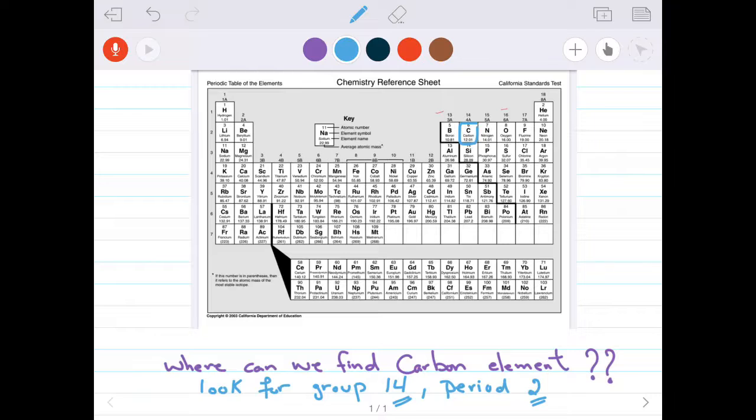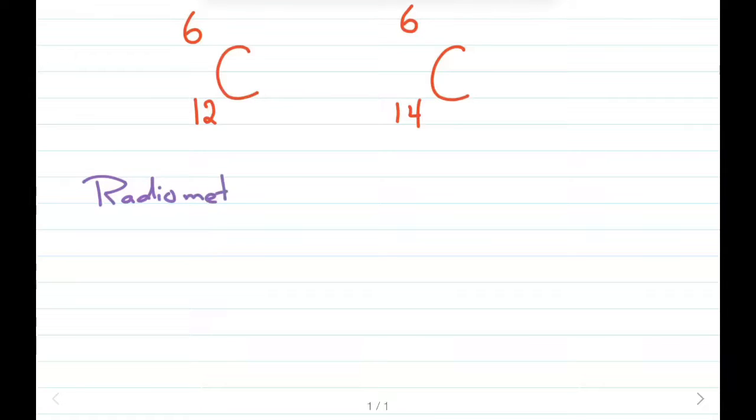Yes, here we go. This is carbon with two numbers: the smaller number on the top, and the bigger number on the bottom. And in fact, there are two isotopes of carbon. We're going to go into isotopes in a few minutes. So I have carbon 12 and carbon 14. 12 and 14 are the mass numbers.